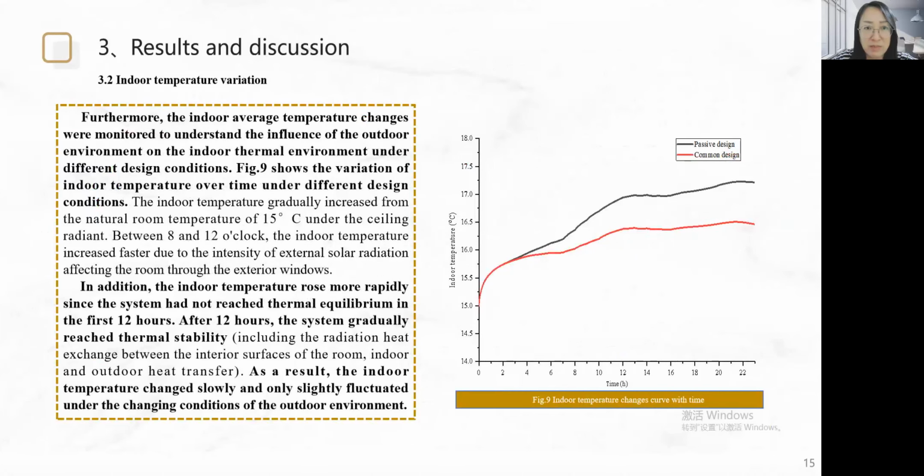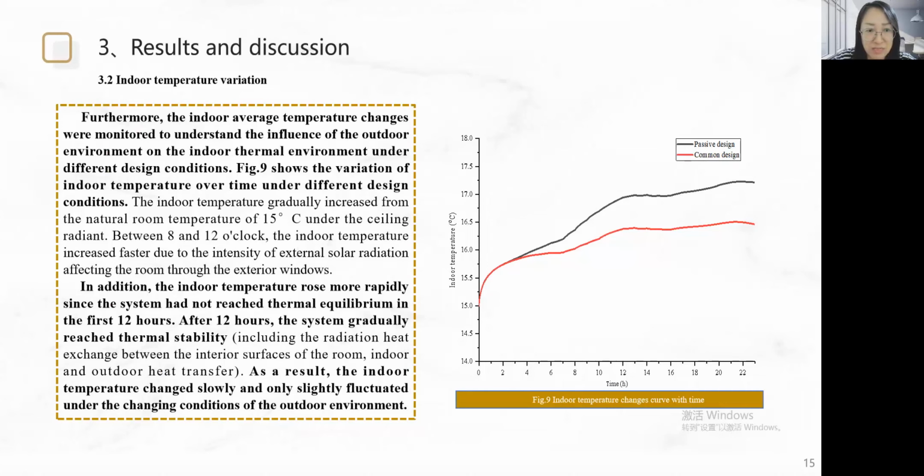Furthermore, the indoor average temperature changes were measured to understand the influence of the outdoor environment on the indoor thermal environment and the different design conditions. Figure 9 shows the variation of indoor temperature over time and different design conditions. The indoor temperature gradually increased from the natural room temperature of 15 under the ceiling radiant between 8 and 12 o'clock. The indoor temperature increased faster due to intensity of external solar radiation affecting the room through the exterior windows.